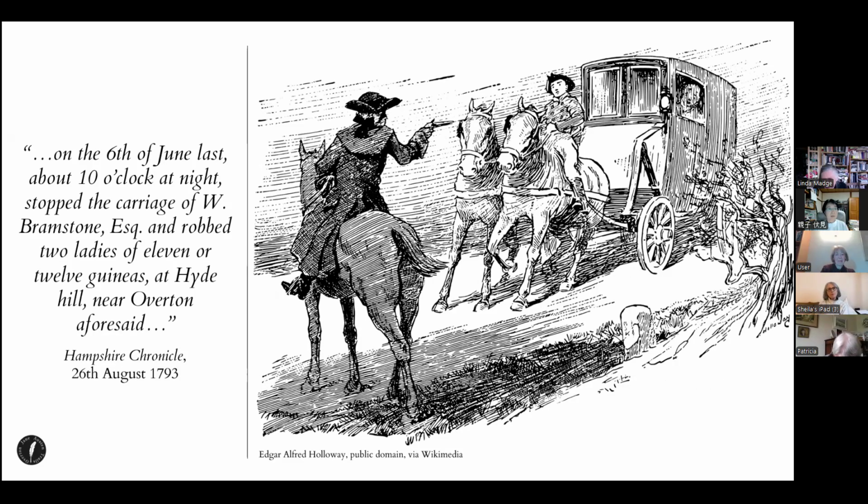Now here we see a newspaper report from the Hampshire Chronicle, which is a newspaper that still exists today. And it describes how a highwayman on the 6th of June last, about 10 o'clock at night, stopped the carriage of W. Bramston, Esquire, and robbed 2 ladies of 11 or 12 guineas at Hyde Hill, near Overton aforesaid. We don't know if this was Augusta and Henrietta, but we can imagine it was a very frightening ordeal.